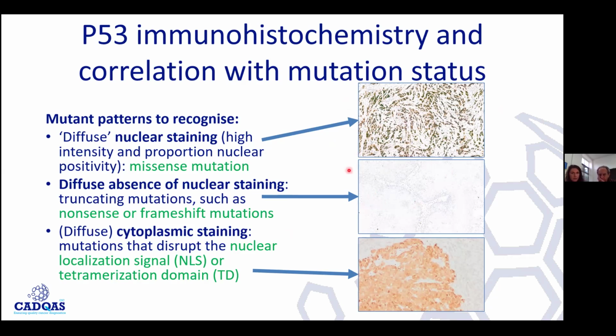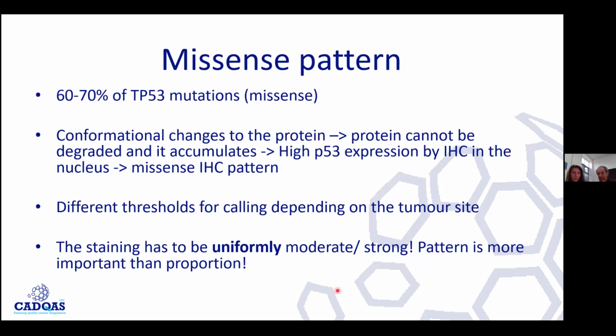This is the complete absence of staining, but I'll magnify the image to see the internal control. This is the cytoplasmic staining pattern. So these are the three main patterns we're looking for: the missense, the diffuse absence of nuclear staining, or the cytoplasmic staining. This is quite diffuse here. That was an excellent and easy to interpret slide, I must say. Sometimes the cytoplasmic staining is difficult to pick up.